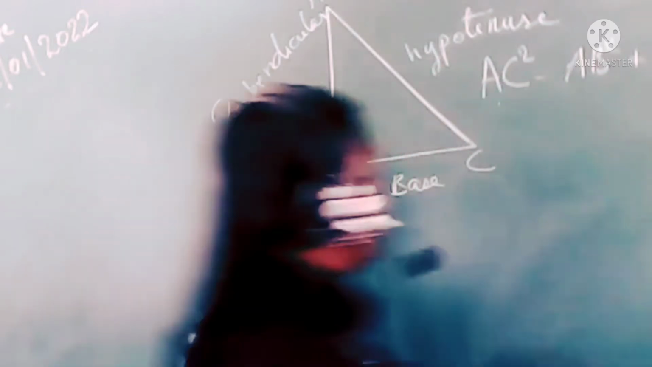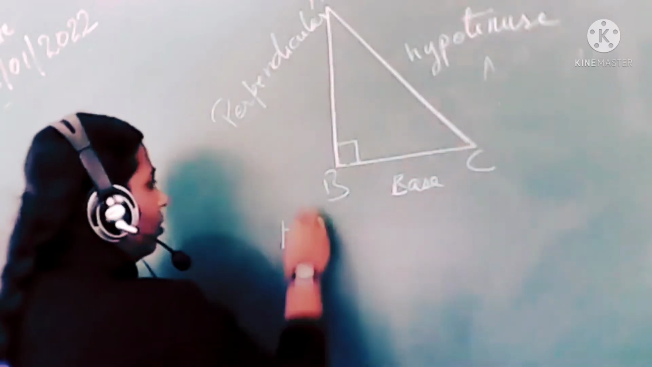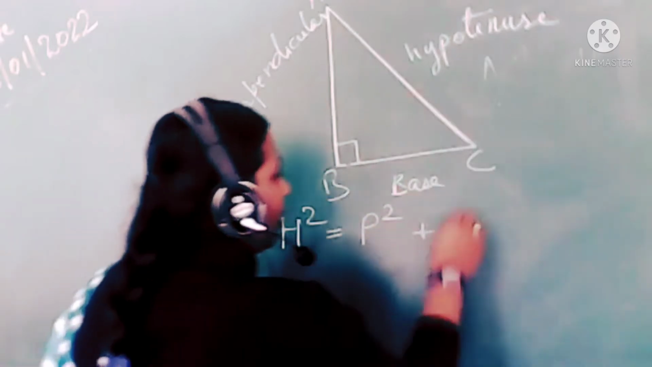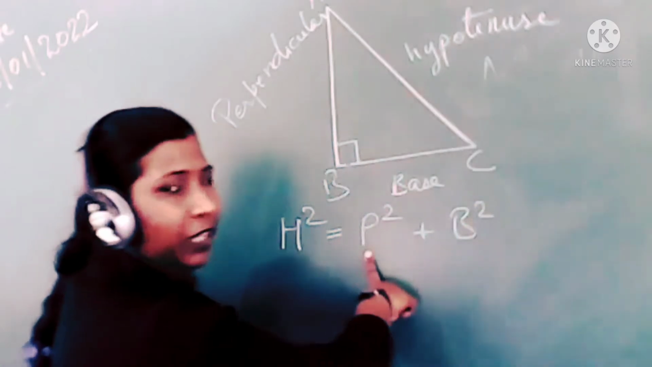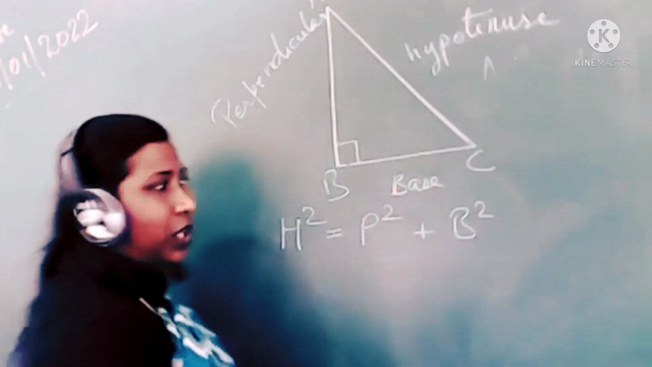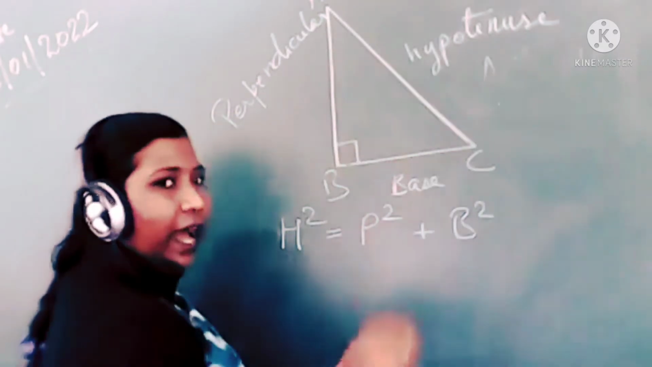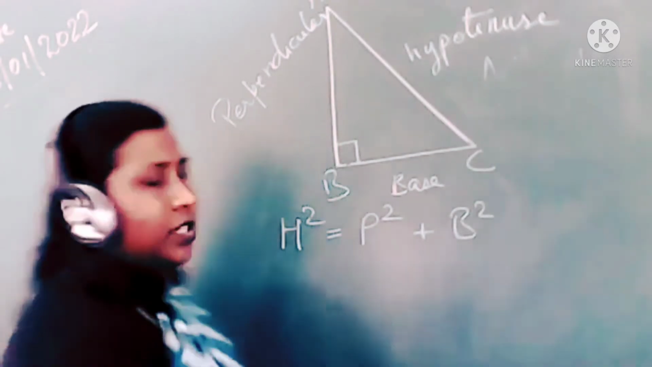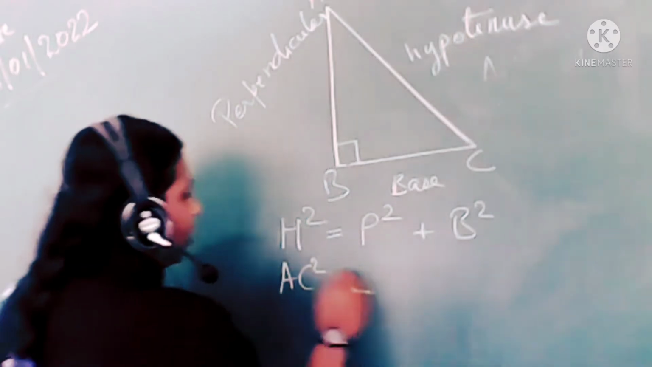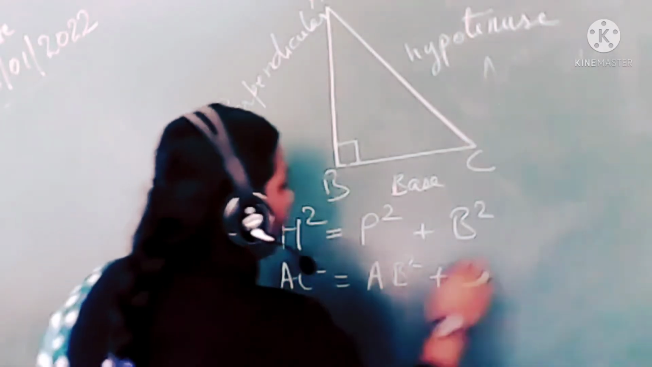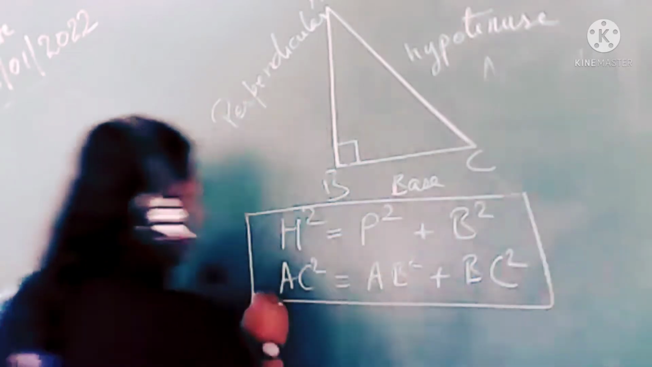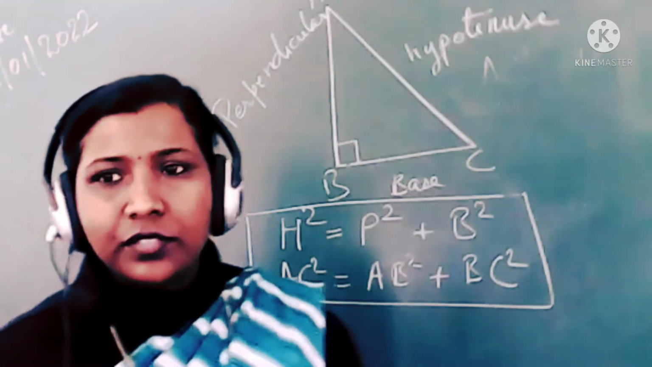I think you are not able to see it. Write it down. So we are having the formula that h square, that is hypotenuse square, is equal to p square plus b square. P square is perpendicular square and b square is base square. Now I named the right angle triangle, so I give the name as AC square is equal to AB square plus BC square. So from this we are going to follow the Pythagoras theorem. Is that clear, students?